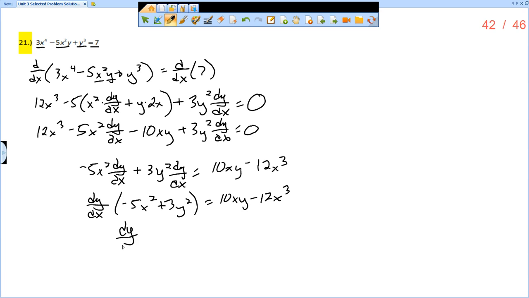So now we're going to divide. So we have dy/dx equals 10xy minus 12x cubed, all divided by negative 5x squared plus 3y squared. Now this looks great, but you'll notice it's not exactly what's on the answer sheet.